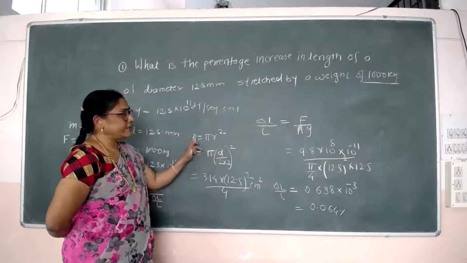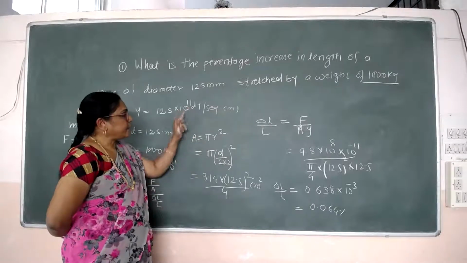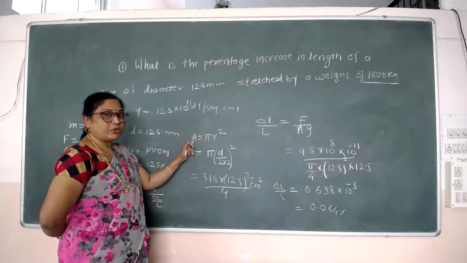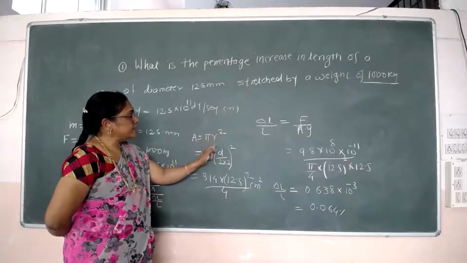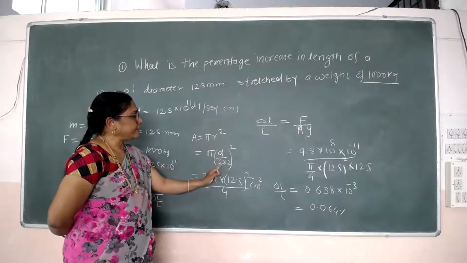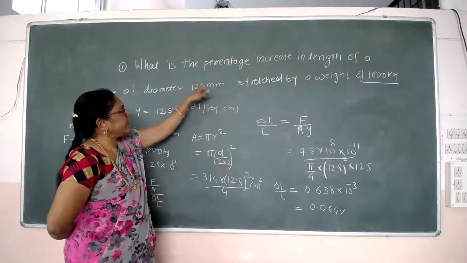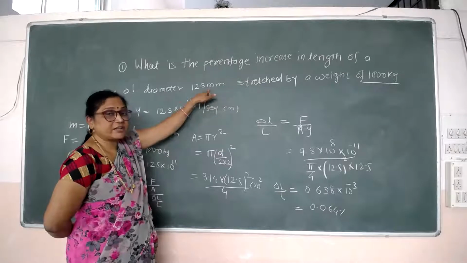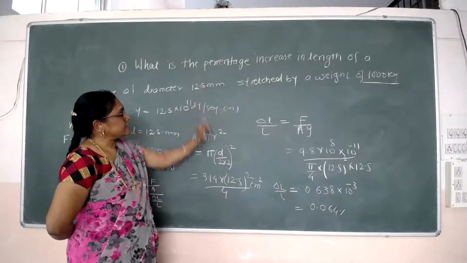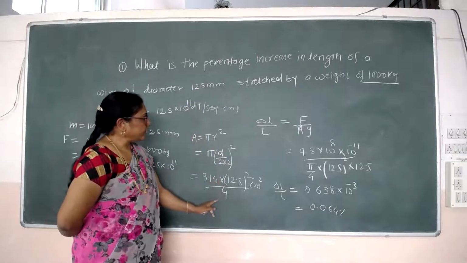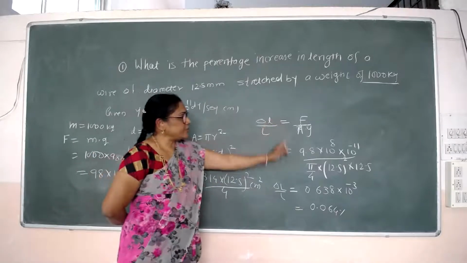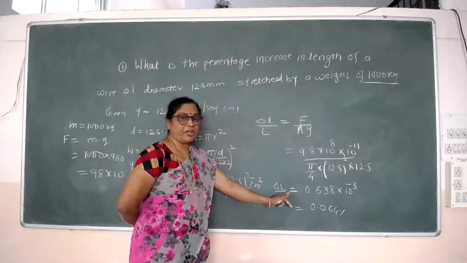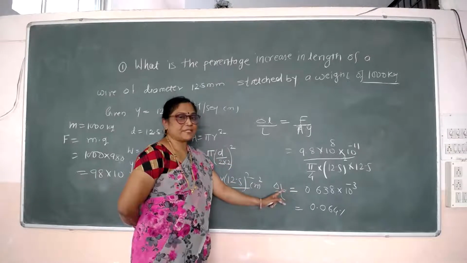A is not given directly. The diameter is given, and we know that the area of a wire is equal to pi into r square. What is the meaning of r here? r is equal to diameter divided by 2. Otherwise, substitute in this form. Then calculate the value of the area. Then substitute all the values in this formula and divide it by 100. Then we have the answer in the form of a percentage.